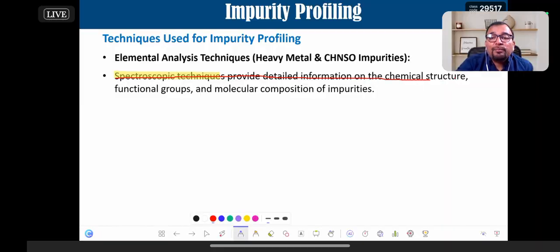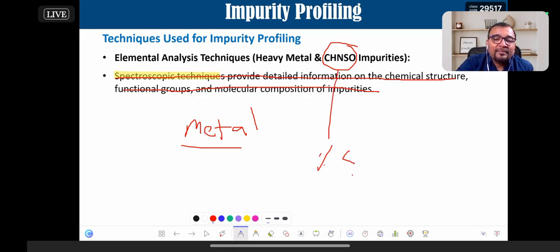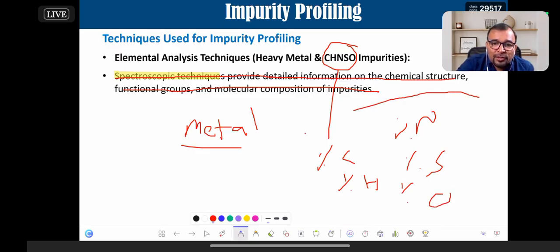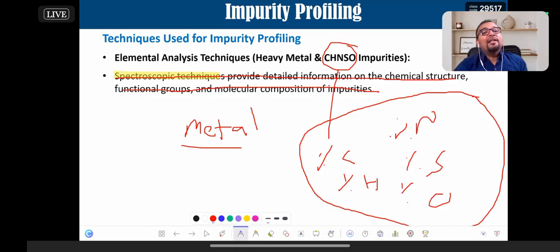So elemental analysis does not provide the functional group details or molecular composition. It only determines, to some extent, the identification of metals present in the sample, or CHNSO gives the composition of percent of carbon, percent of hydrogen, percentage of nitrogen, maybe percentage of sulfur, and percentage of oxygen. So based on this composition, you can qualitatively define the possibility of the formula of the compound. So this is a secondary identification test. This is not a primary or fundamental one.